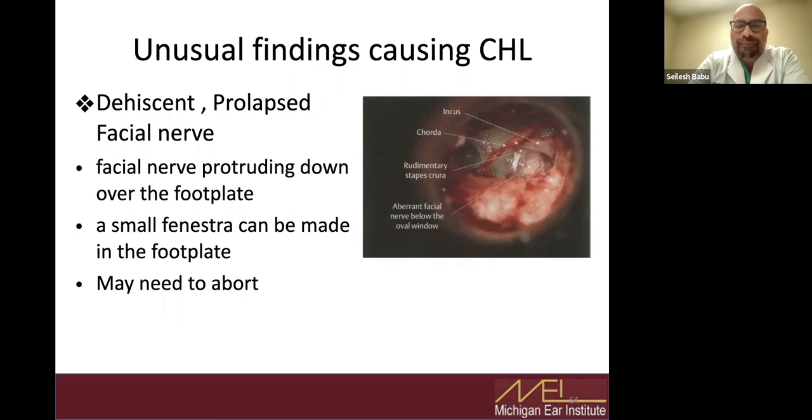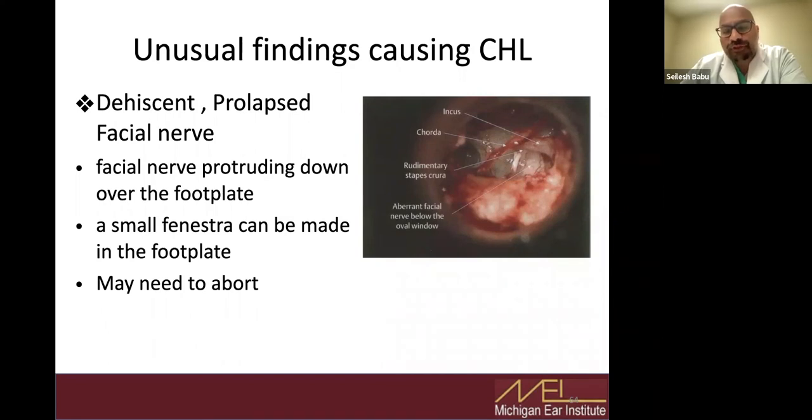Sometimes you can move it out of the way and proceed, but usually you abort the surgery and then realize that the reason why they're having this conductive hearing loss is either the footplate is fixed or actually the dehiscent facial nerve is in contact with the footplate, causing the issue. So obviously a hearing aid or a Baha implant is a better choice for that.